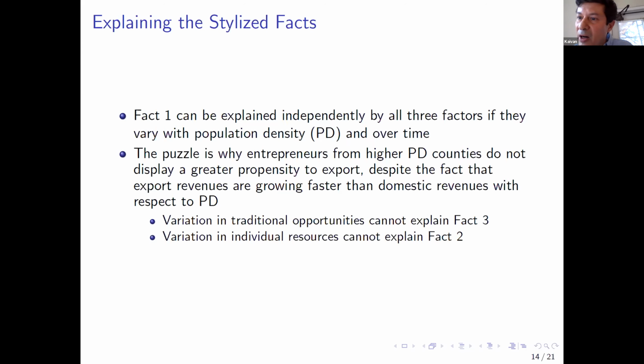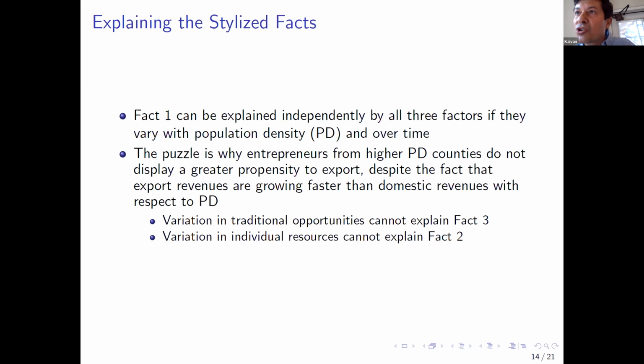The real puzzle for us, and this is why you want to typically think about these stylized facts in this way, the real puzzle for us is why entrepreneurs from higher population density counties do not display a greater propensity to export, despite the fact that export revenues are growing faster than domestic revenues with respect to population density.